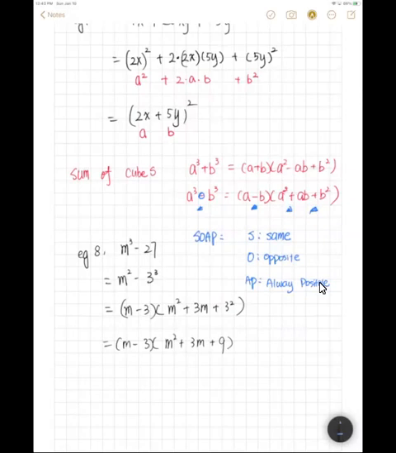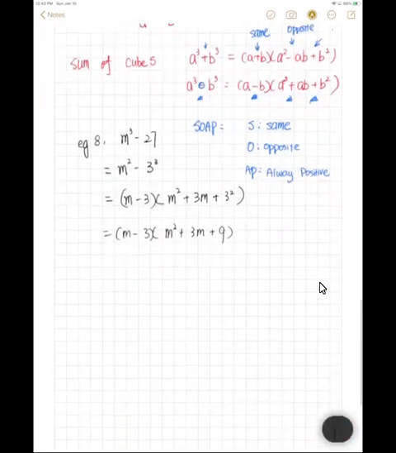This is similar to addition. If the sign is positive in here, right? Add. So the first sign is the same, so it's add. The second sign would be opposite, right? Which is negative. And then positive, that means it's always positive, the third term.